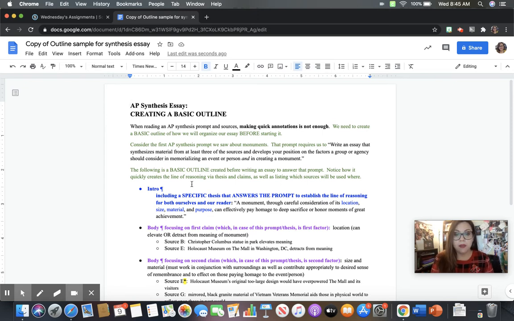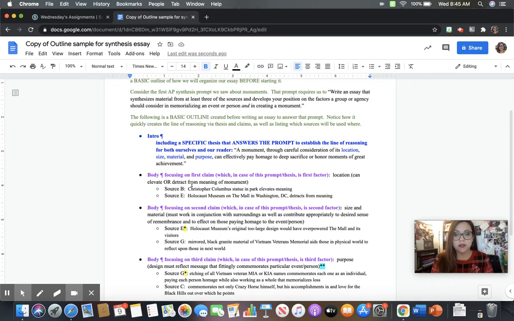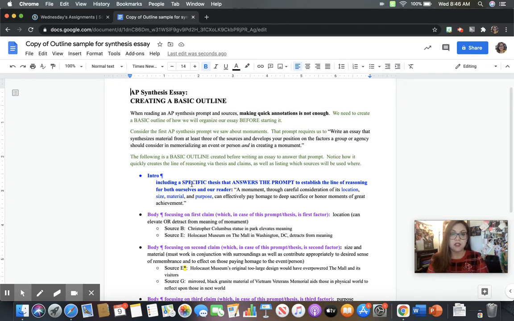Okay, so it says a basic outline, and I know there's a lot of writing, but there are just some hacks and tips embedded within this outline that you want to pay attention to. Ultimately, when you're reading through the synthesis prompt and the sources, just making quick annotations is not enough. You have to create some sort of basic outline of how you're going to organize it before you start writing it. And that's true for any of these essays. So for you guys, that prompt is given to you here again for the monuments.